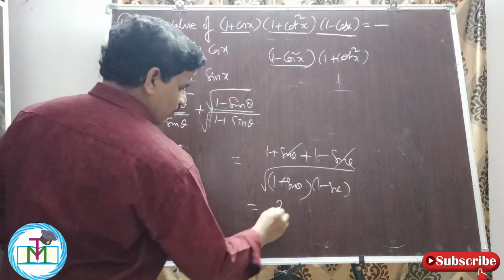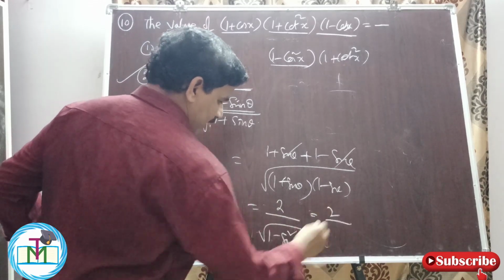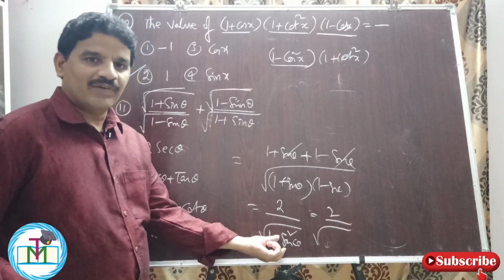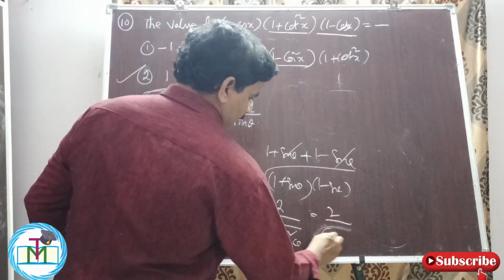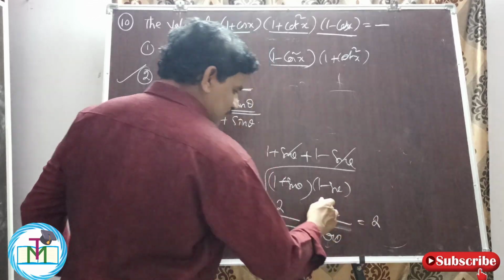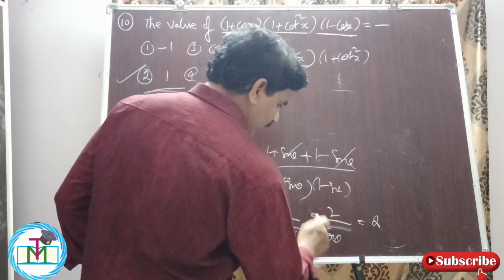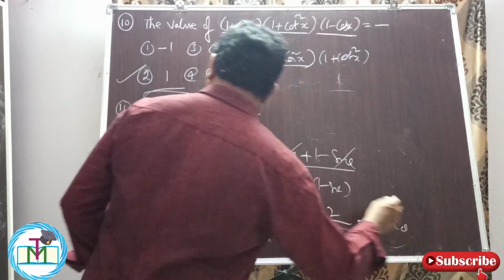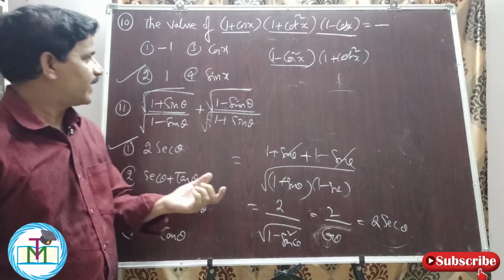So here 1 plus 1, 2, by under root 1 minus sin square theta. Under root 1 minus sin square theta is cos square theta, and the square root and square cancel. Therefore we get 2 by cos theta. 1 by cos theta is secant theta, so 2 secant theta is the right answer. Therefore option 1 is the right answer.